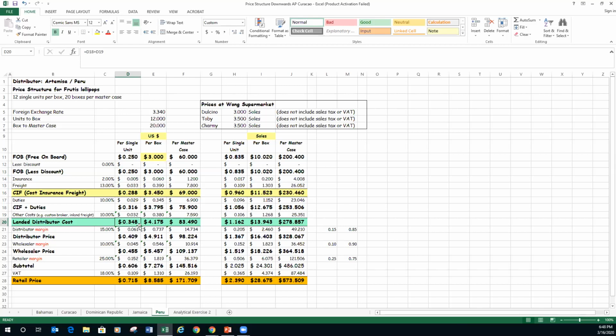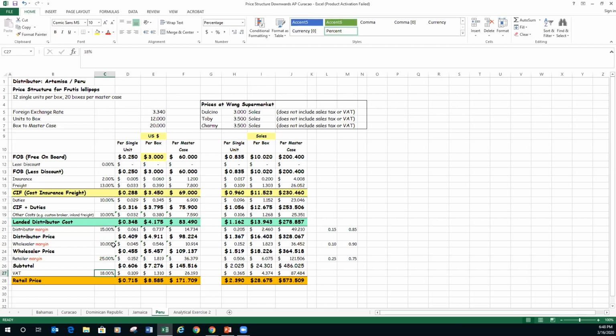Okay, so now, once our distributor gets the product, they're gonna make some money. So we're gonna add the margin. In this case, our distributor is gonna make 15%. Then he's gonna sell it to a wholesaler. They're gonna make 10%. And then the retailer or the store is gonna make 25%. And then finally, the government is gonna ask for 18% VAT tax, okay?